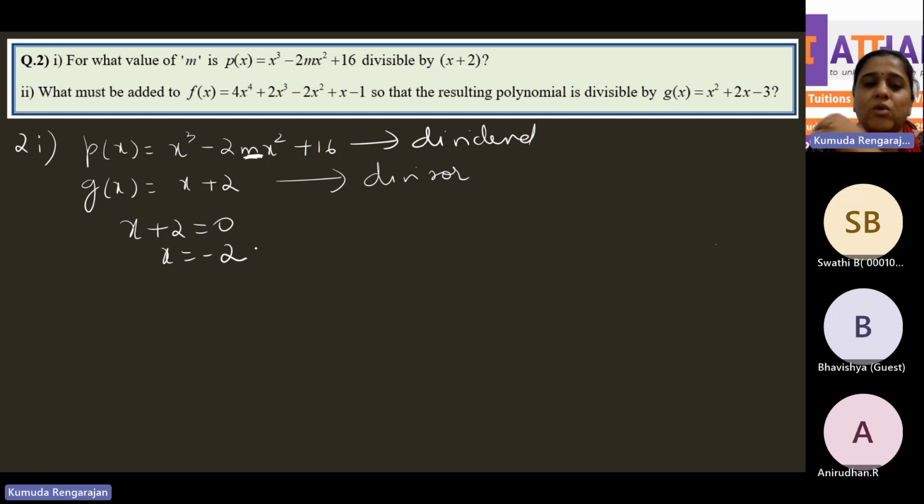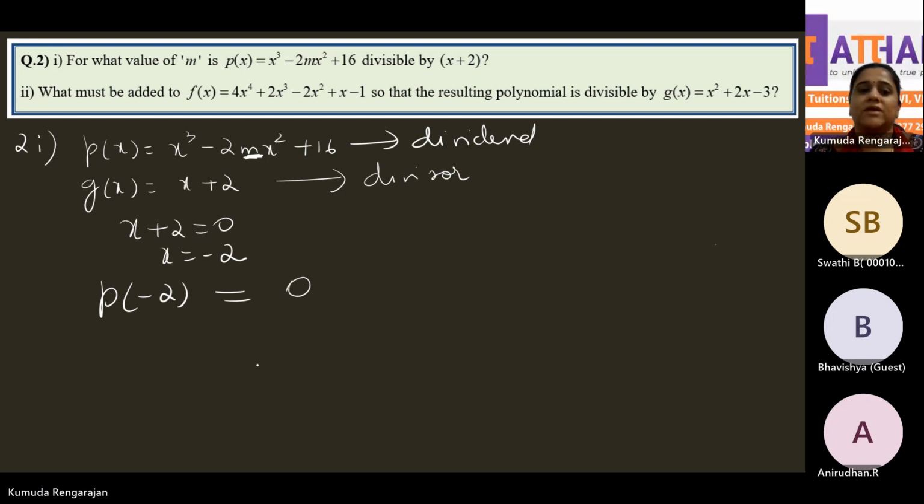To find the remainder, what will you do? In the dividend polynomial, in place of x, you will use minus 2. That means you will find P of minus 2. Why will you find P of minus 2? To find the remainder when P of x is divided by g of x. But you know the remainder. It's 0. So this value is 0.